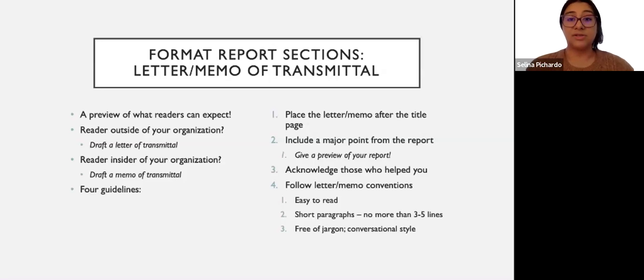You might be the solo writer, but maybe you had a team of researchers. Maybe you had some graphic designers help you put this together. Maybe there is a larger team. Always acknowledge the people who helped put this report together. And then you're going to follow the major conventions of a letter or memo. Make sure it's easy to read, with short paragraphs, no more than 3 to 5 lines, and make sure this is free of jargon, company lingo, abbreviations. Keep it very conversational.